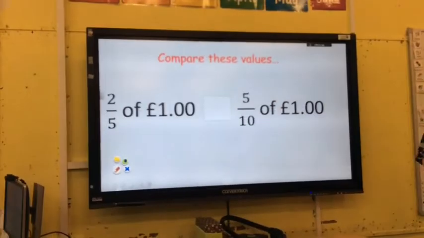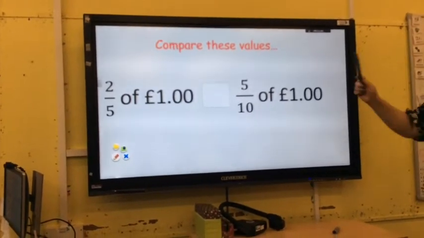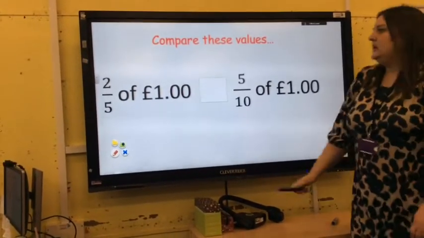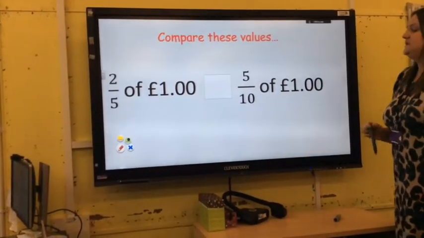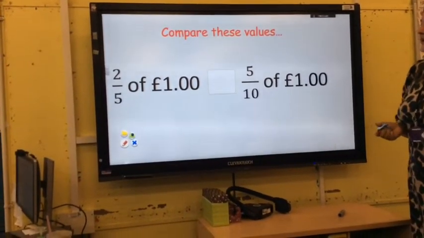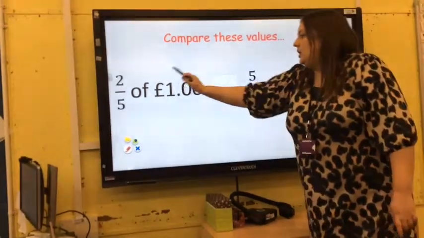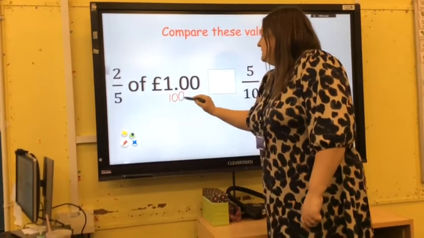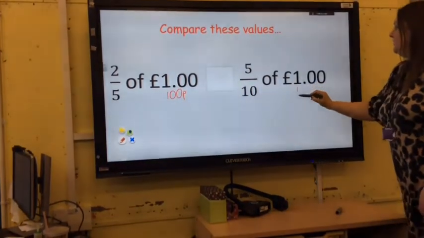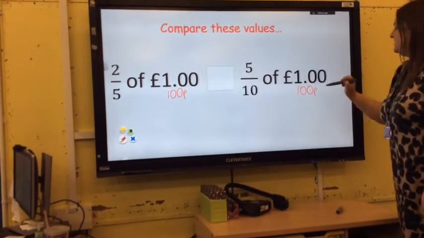Okay, so now we're going to compare some values, and we're going to be comparing money this time. So I want to know 2/5 of £1 and 5/10 of £1, and which is going to be greater. Now I know that in £1 we have got 100 pennies, don't we? So I'm going to convert both of those into 100 pennies because it's just a bit easier to work with.